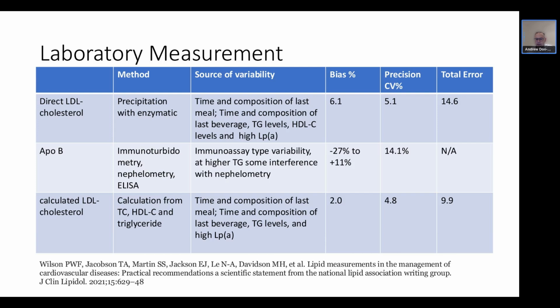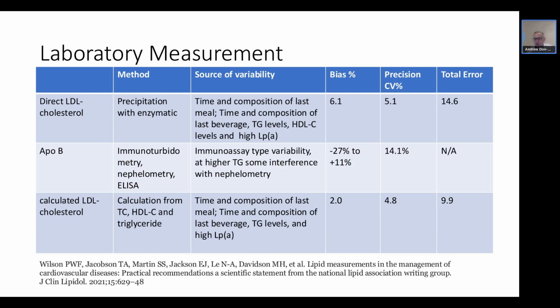The calculated LDL cholesterols are based on calculations from total cholesterol, HDL cholesterol, and triglycerides, and have the same influences from triglyceride levels and high lipoprotein A, and the meal and the food consumption, and liquid consumption. So those are the sources of variability for those two measures.